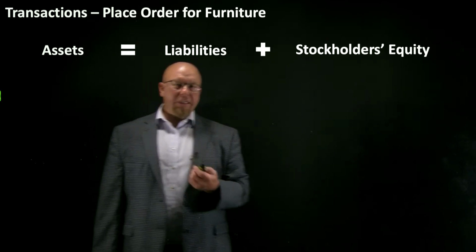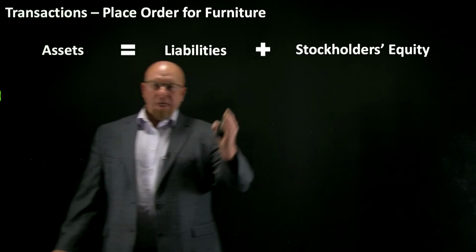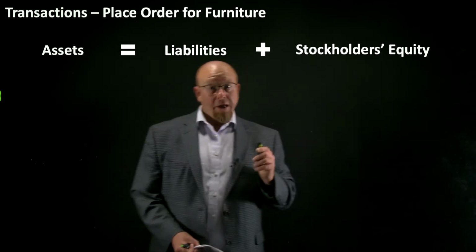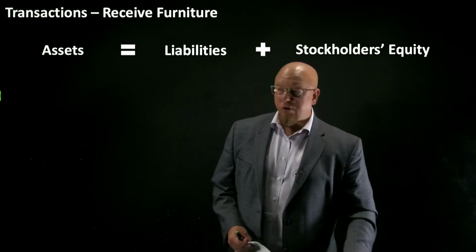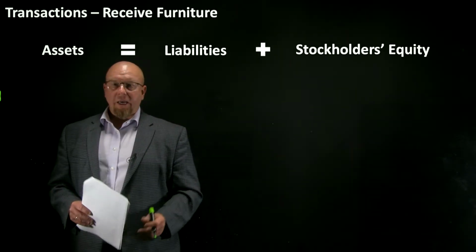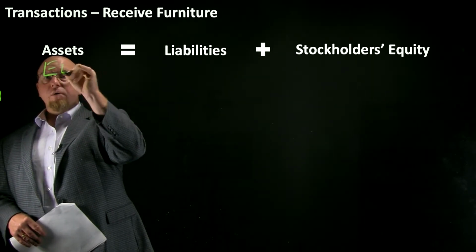We really don't have anything happening here economically that causes our assets, liabilities, or our stockholders' equity to go up or down. However, once we receive the furniture, now we have an obligation. Let's assume this furniture costs $9,000. So we have the equipment account over here.